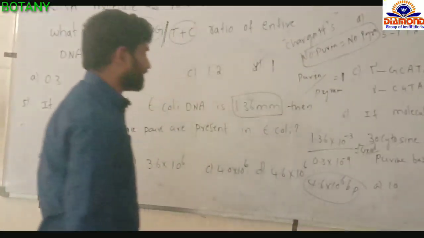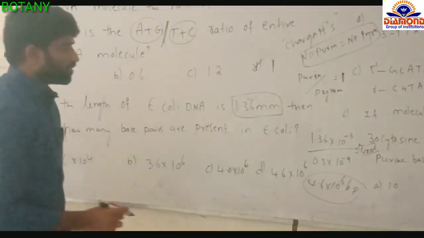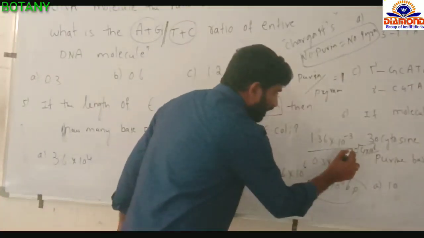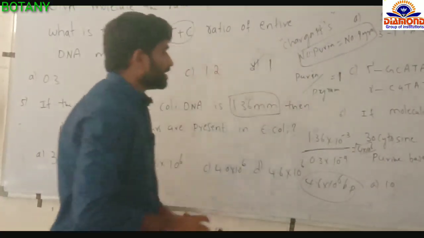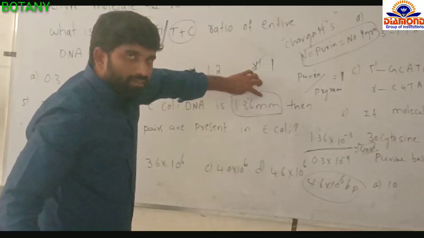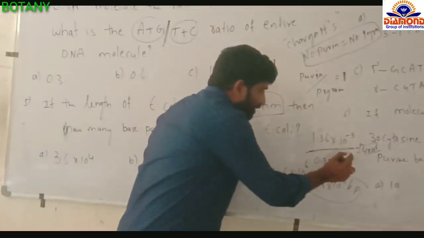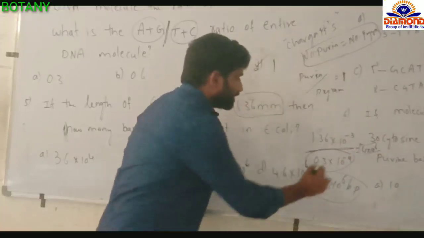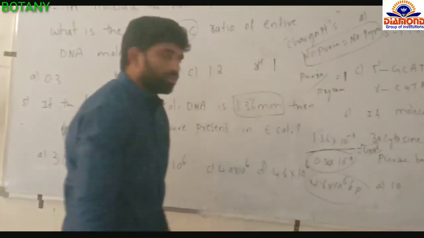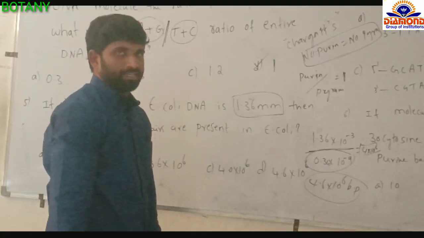So directly also we can get the answer, but you want to know the explanation. For converting the length of the DNA, if the length of the DNA is given in millimeters or meters, we can divide by 0.34 into 10 to the power of minus 9.